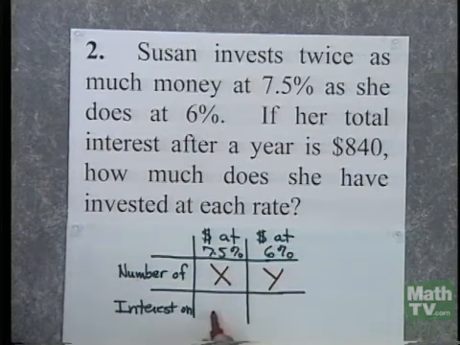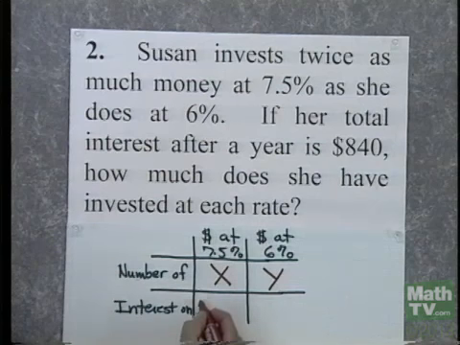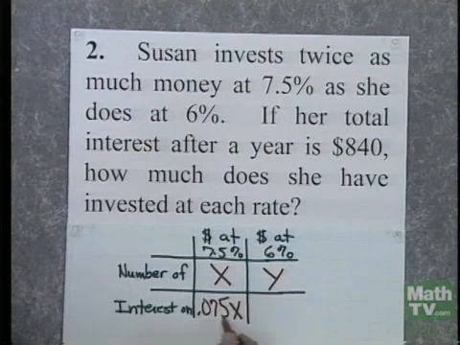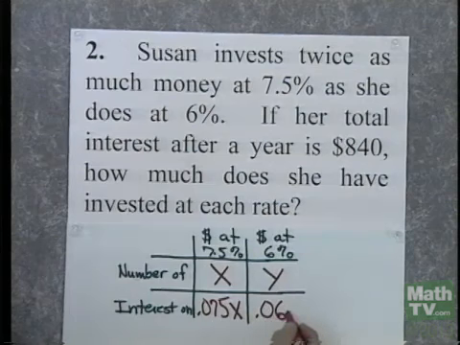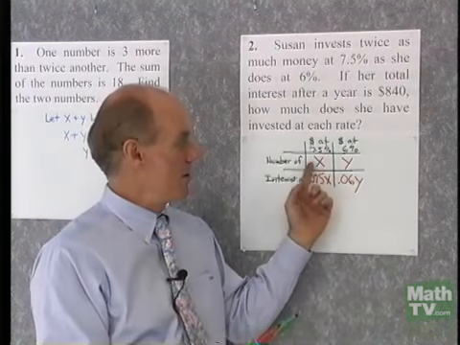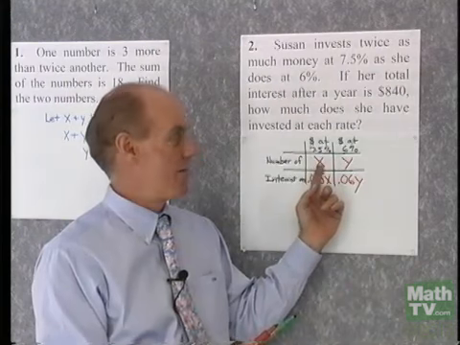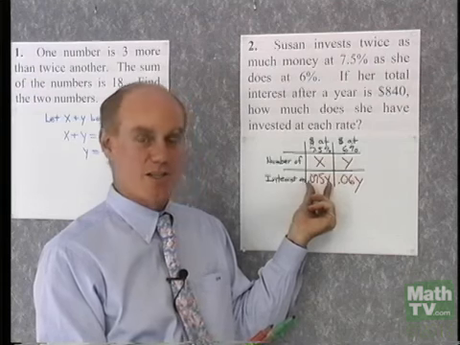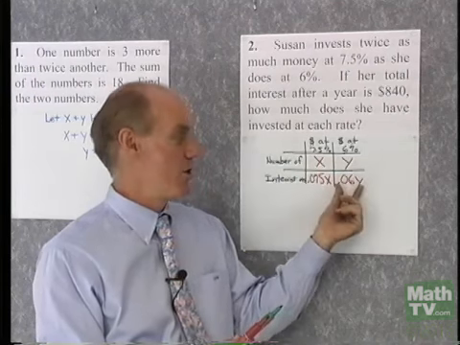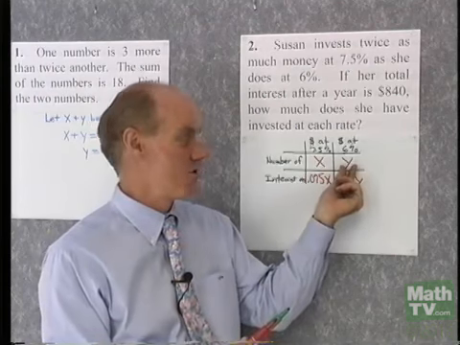Now I'll fill in these 2 squares right here, knowing that these x dollars earn 7.5% interest. So 0.075 times x is the amount of money that's earned in interest on these x dollars in a year. Now these dollars y are invested at 6%, so the amount of interest that's earned on those y dollars is 0.06y. So you can see by this table, I've let x be the number of dollars invested at 7.5%, y is the number of dollars invested at 6%, 0.075 times x is the amount of interest that's earned on these dollars, and 0.06y is the amount of interest that's earned on these dollars.